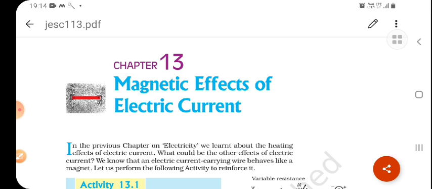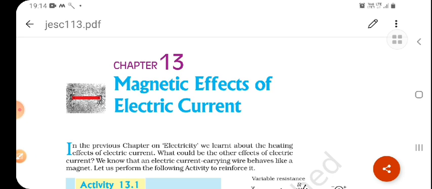We have seen how the current flows in the conductor due to the flow of charge per unit time and how it produces heat in the conductor, and that heat we use in different appliances. We have studied the heating effect of electric current. Now in this chapter we are going to study the magnetic effects of electric current, how this flow of current produces the effect of a magnet.